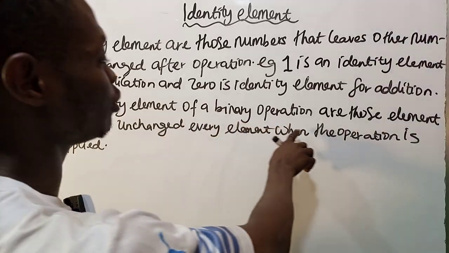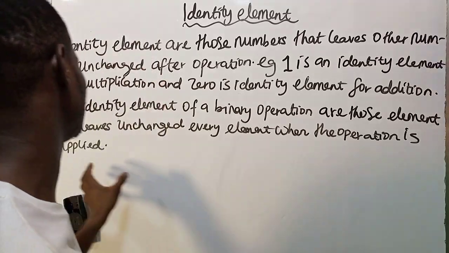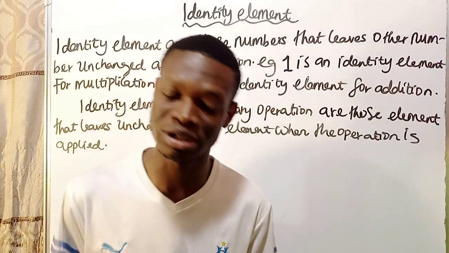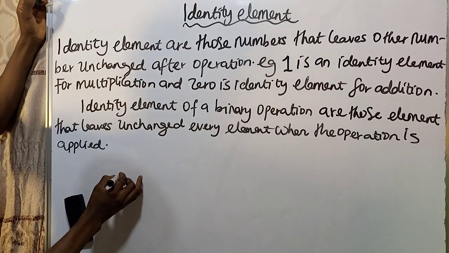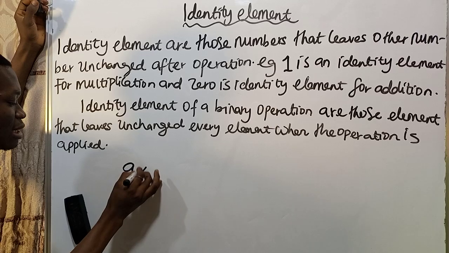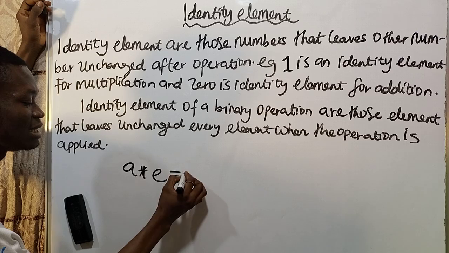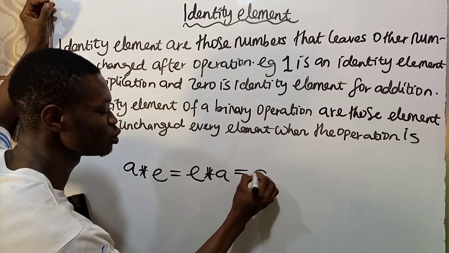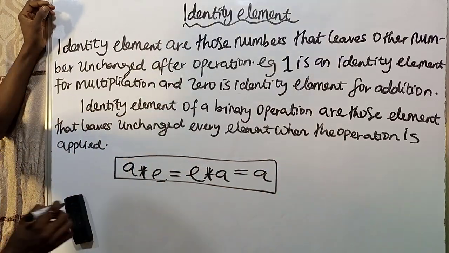Identity elements of a binary operation are those elements that leave unchanged every element when the operation is applied. That's the identity element for a binary operation. It leaves every element unchanged after the operation is applied. So let me explain it further. Let me write the formula. It means that A star E, where E is the identity element, is still the same thing as E star A, which will still give us A. So this is the formula for the identity element.